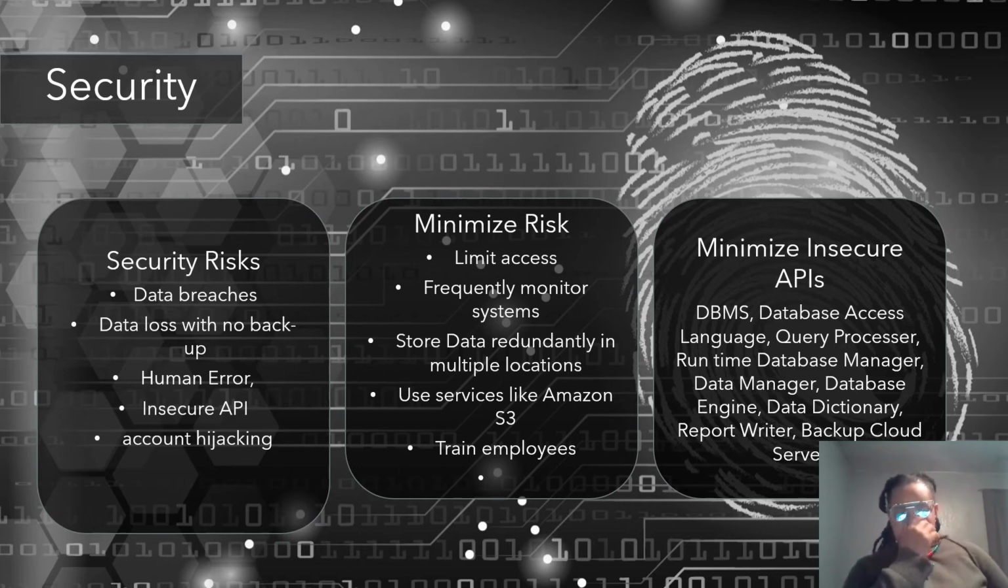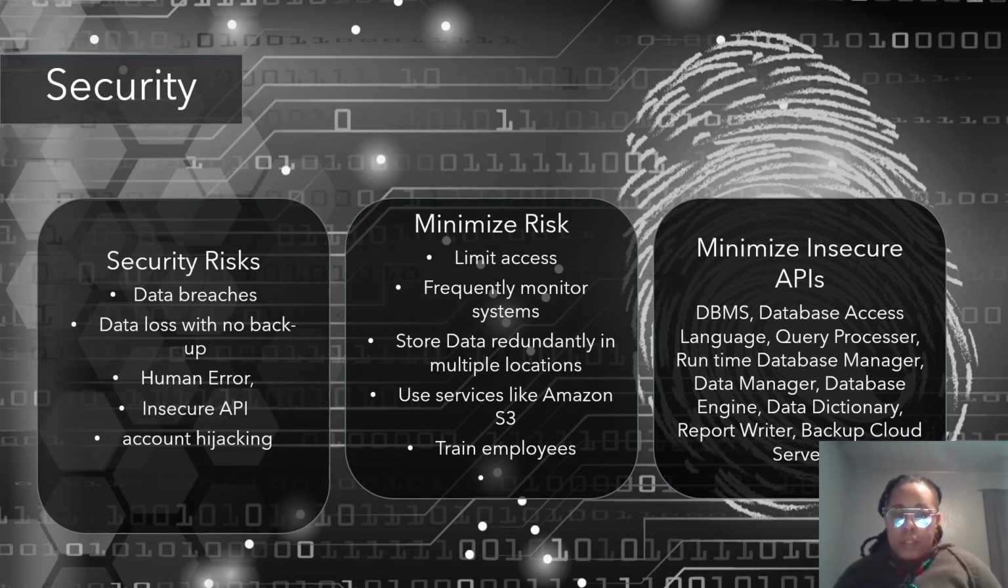The next thing that we talked about were security risks. The main security risks that were identified would be data breaches, meaning if a hacker was to hack into the system and somehow intercept the credit card information. Another thing that was identified was the data loss, or not having backup, human error, insecure API, and account hijacking.